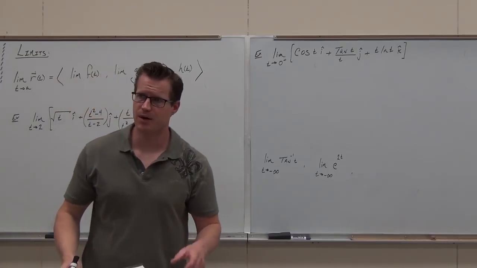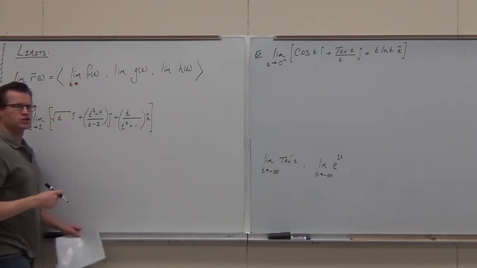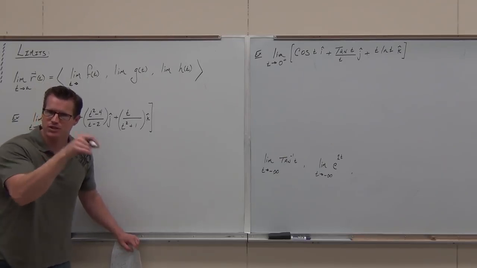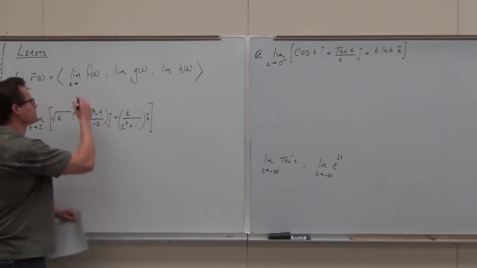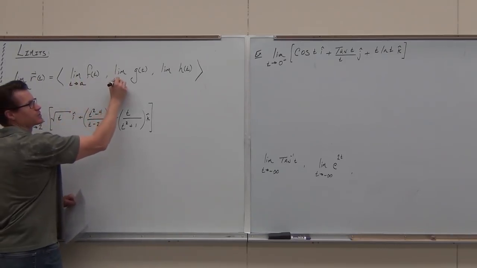Now I want to say a couple things about this. You can see it's incomplete. Firstly, it should probably go without saying, but I'm going to say it anyway. You have to approach the same number for all 3 components. So if your limit of the vector function is approaching a, you got to let all these approach a.